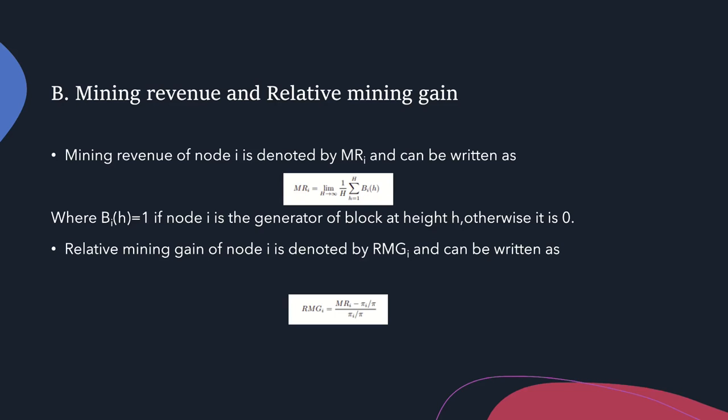Next, let's discuss the mining revenue and relative mining gain. Mining revenue of node i is denoted by MRi and can be written as follows. Here in this formula, Bi of h is 1 if node i is the generator of the block at height h, otherwise it is 0. So we can write the relative mining gain of node i, which is denoted by RMGi, as follows, which is equal to MRi minus pi_i by pi, divided by pi_i by pi.